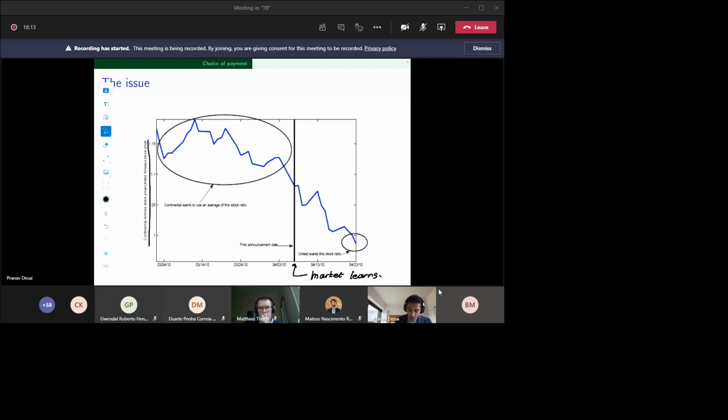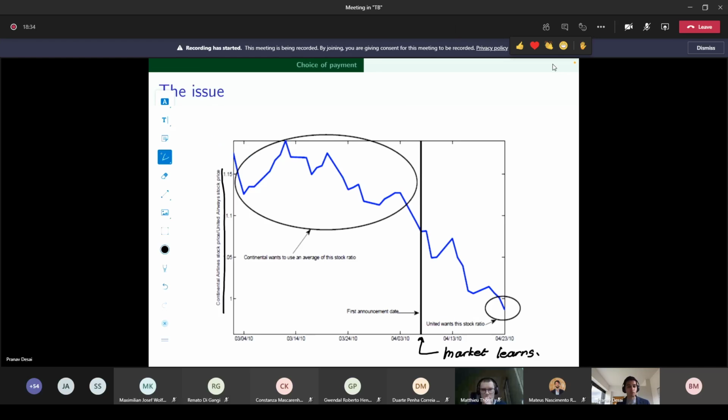What this indicates essentially is the number of shares of the acquirer that the target is going to receive in return for each of its shares. So, in other words, the number of shares of United that Continental is going to receive in return for each of its shares should the transaction go through.